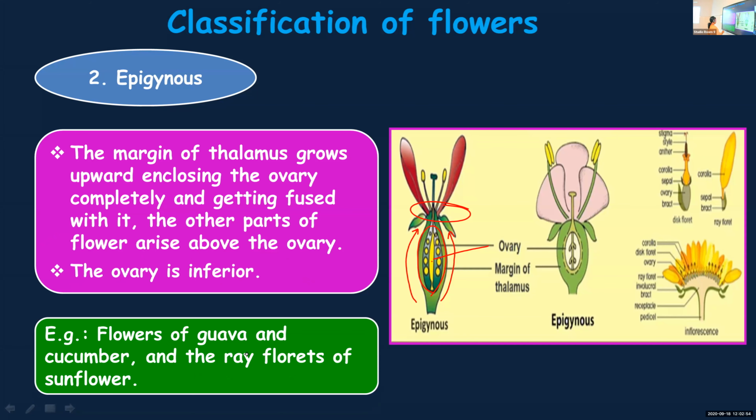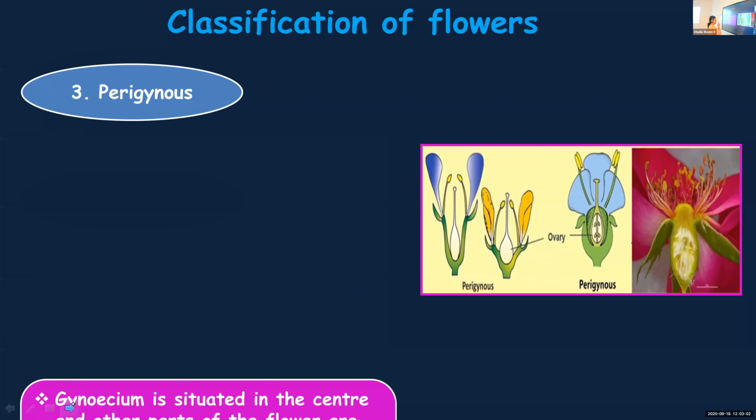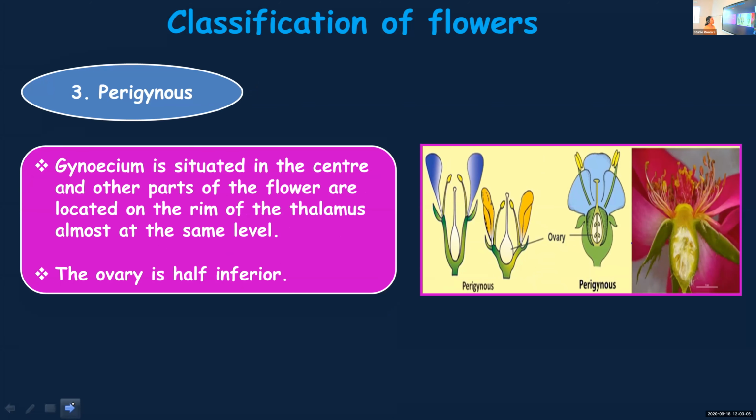And now we are moving on to the last and third type under this category, perigynous flowers. And here the ovary is half inferior. In the first case, in hypogynous, ovary is superior. And in epigynous, ovary is inferior. And in perigynous, it is half inferior. Here gynoecium is situated at the center and all the other parts of the flower are located on the rim of the thalamus. And all the other parts are almost at the same level.